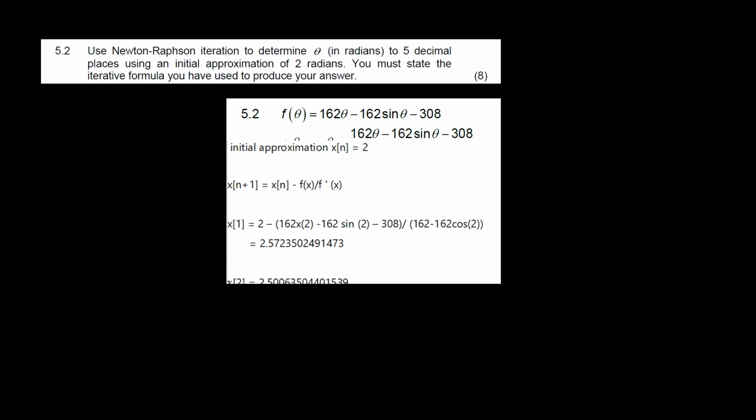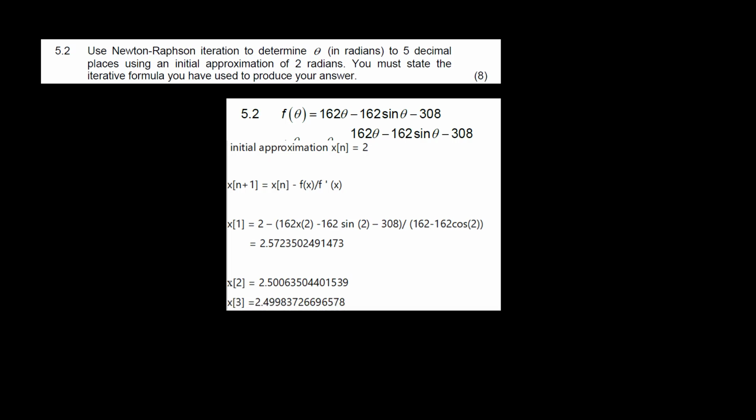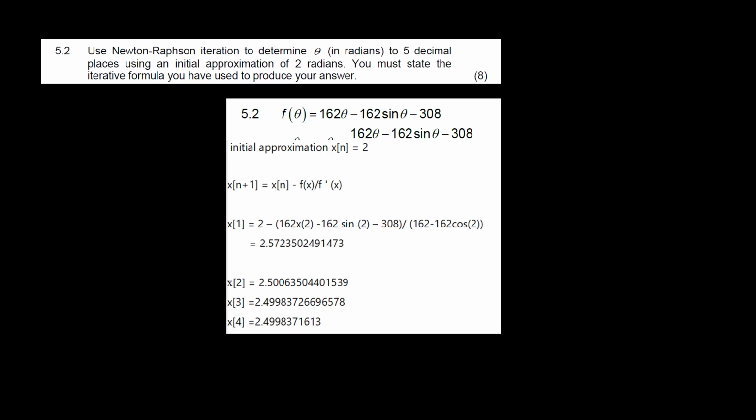x2 is equal to 2.500635 and so on. x3 is equal to 2.499837 and so on. x4 is equal to 2.499837 and so on. By the fourth iteration, the change is less than 5 decimal places, so rounding up, we get that theta is equal to 2.49984.